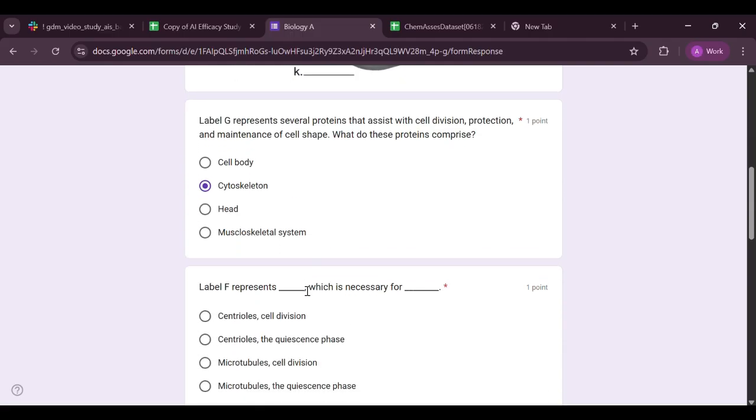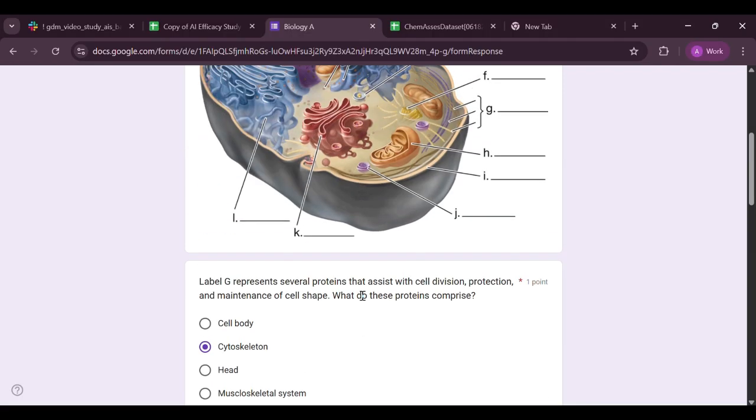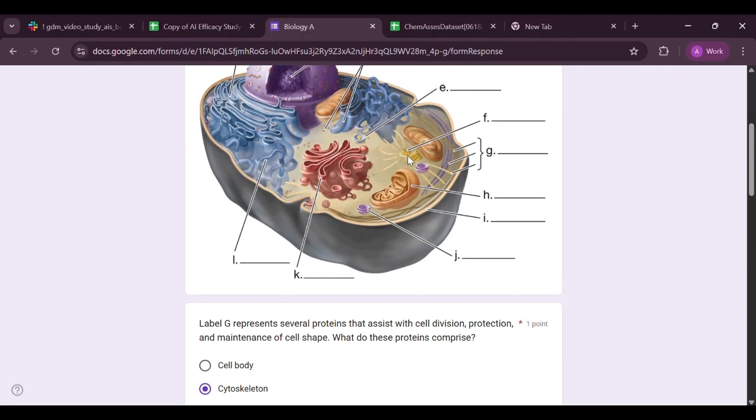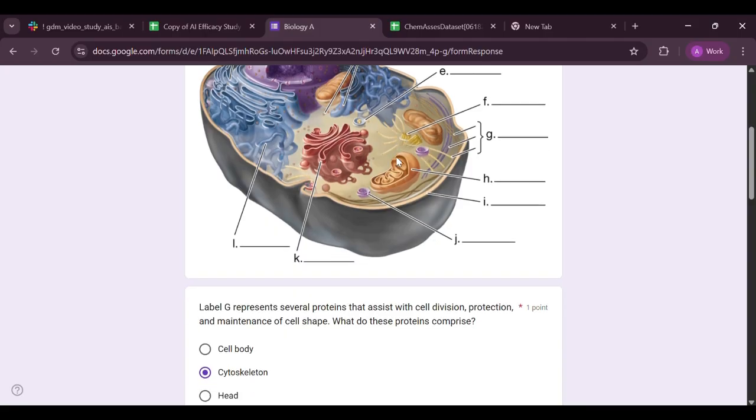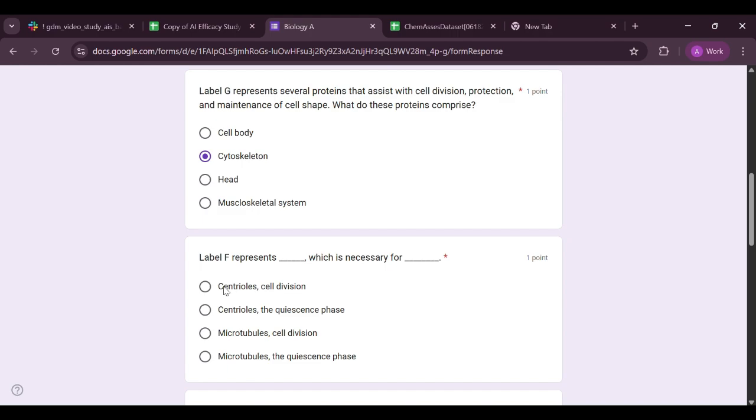Now further, what does label F represent, which is necessary for, and F is here, this, which is nothing else but centrioles, and it is necessary for cell division. So this will be the correct option as per the knowledge that I gained during the self-study.